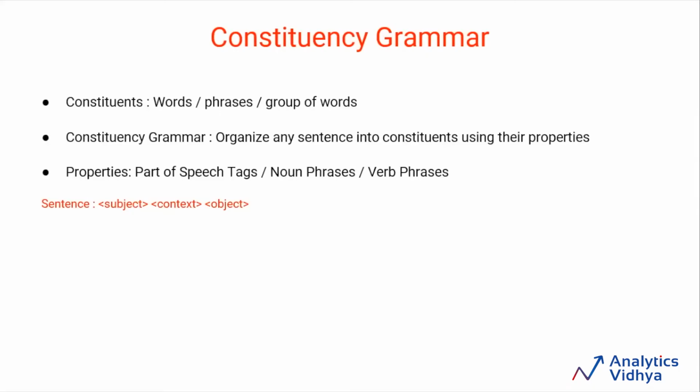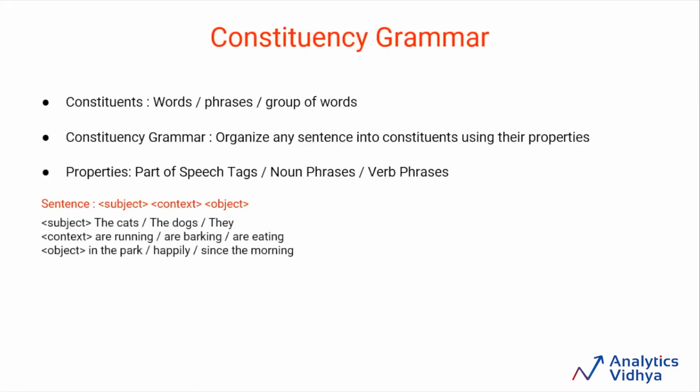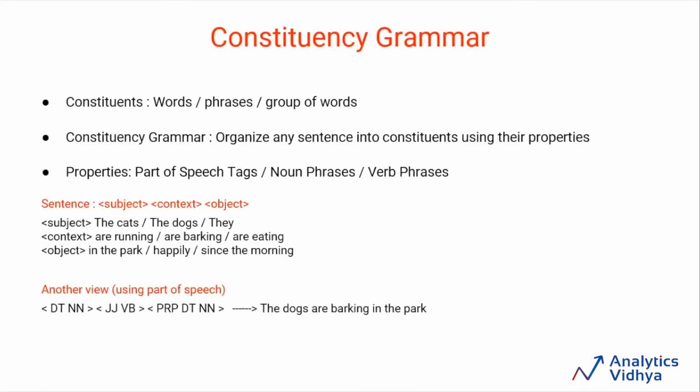For example, the dogs are barking in the park. They are eating happily. Or the cats are running since morning. Another view to look at constituency grammar is to define the grammar in terms of part of speech tags. Say a grammar structure containing a determiner, noun, adjective, verb, preposition, determiner, noun, which corresponds to the same sentence: the dogs are barking in the park.